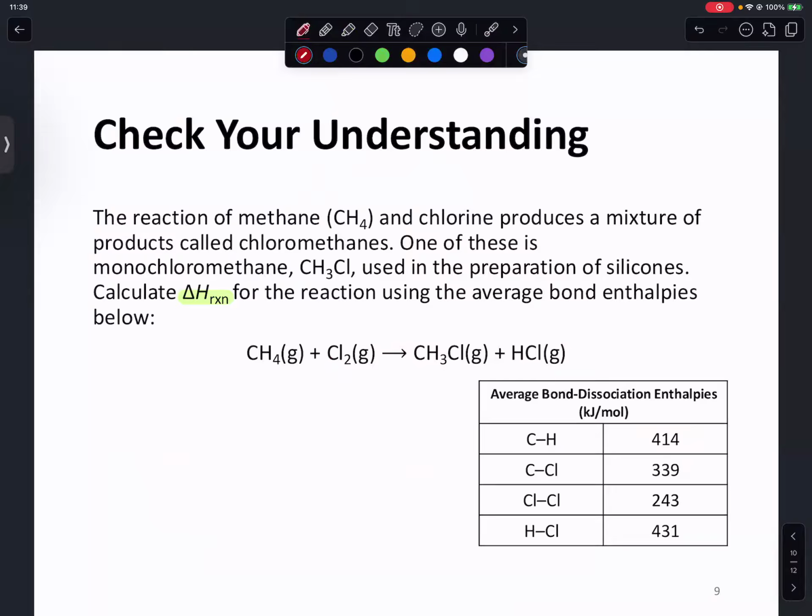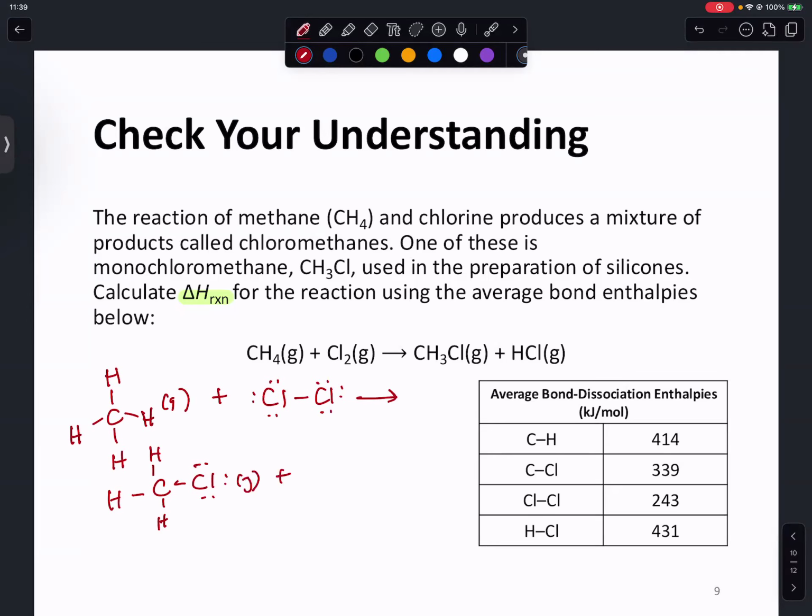And again, I'm going to start by drawing out the Lewis structure of methane plus the chlorine to give me the chloromethane plus HCl. All right, and then I'm going to determine delta H reaction is bonds broken.